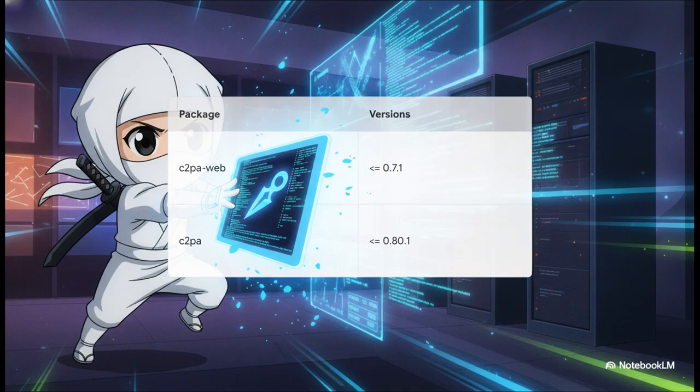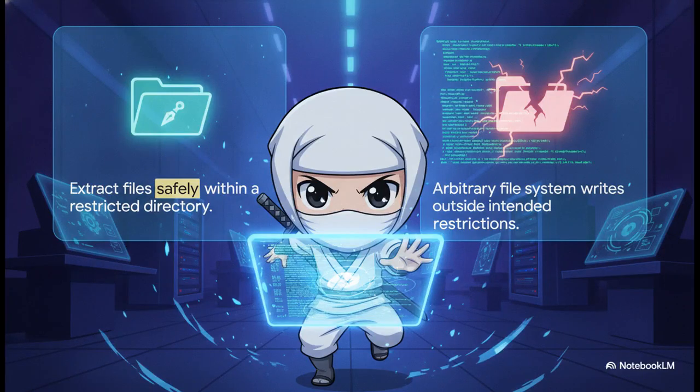No question about it. To put this into perspective, let's contrast how this is supposed to work with the exploit reality. Normally, a user interacts with the file, the app extracts the content safely, and everything stays boxed up securely inside its restricted directory. Simple, right? But in reality, thanks to this path traversal flaw, an attacker can completely bypass those restrictions. They can execute arbitrary file system writes wherever they want. We're talking overwriting critical system files or dropping malicious payloads in directories where they have absolutely no business being.